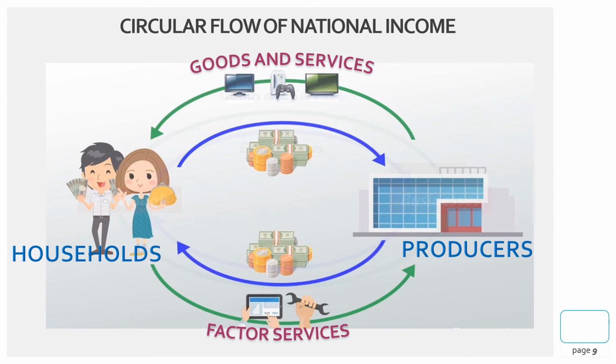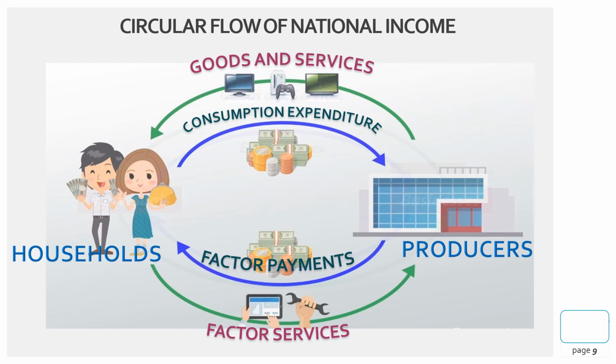There is another flow taking place simultaneously. The households will not give their factor services to the producers for free, will they? They will be receiving what are called factor payments. And these payments are made by the producers to the households. When the households receive these payments, we call them factor incomes. It is one and the same. For the goods and services received from the producers, the households pay them consumption expenditure.